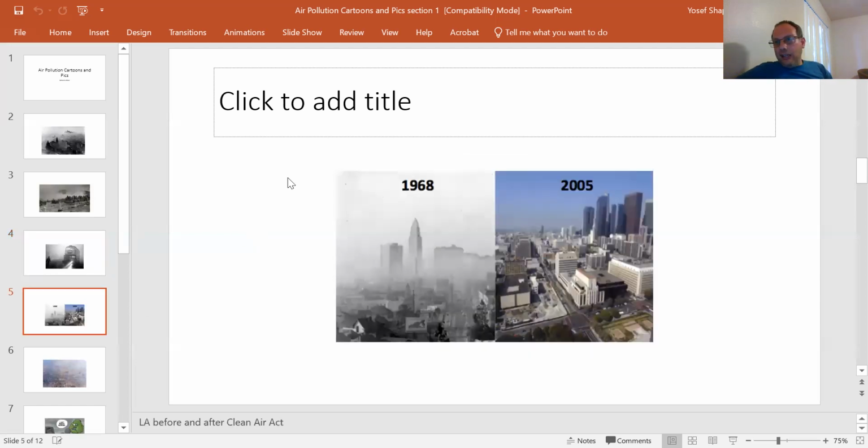This is showing us LA, Los Angeles, which we know is one of the worst cities, has some of the biggest problems with pollution control over the years. Look at it in 1968. Yes, I know the difference. The pictures are black and white versus color. Also, when you look at it, you can see the other difference is air quality has improved tremendously.